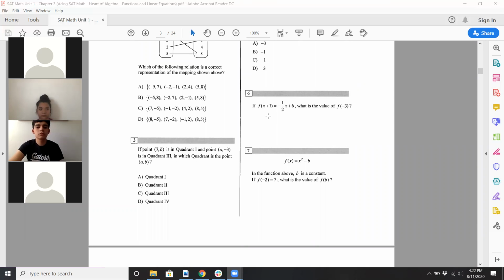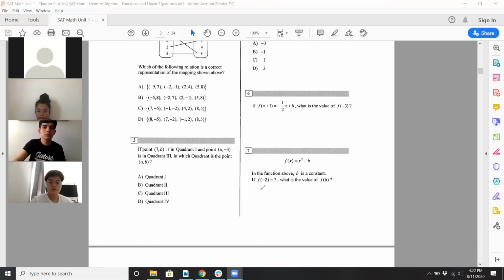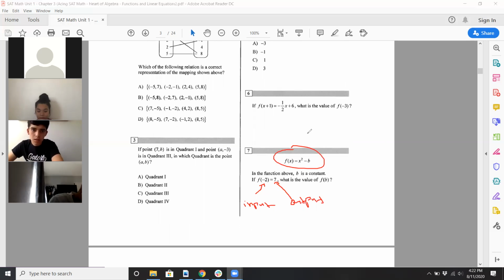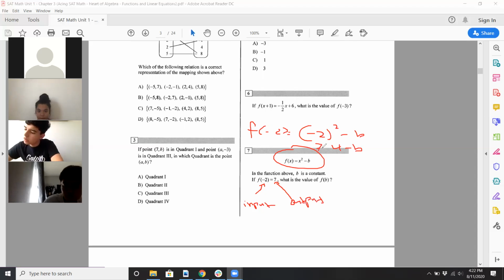Let's take a look at 7. So remember, the whole point of functions is input versus output. That is your input. 7 is your output. And that's our function. So if I input -2, f of -2 is simply going to be the square of -2 minus b. Or -2 times -2 is 4, so 4 minus b. Apparently f of -2 equals 7, so that's my output. So 7 equals 4 minus b. If you solve for b by subtracting 4 from both sides, b will be -3.